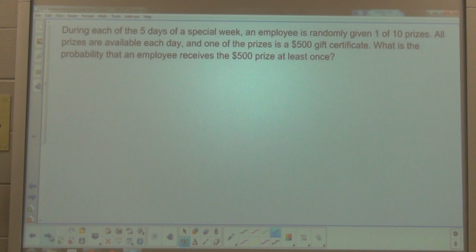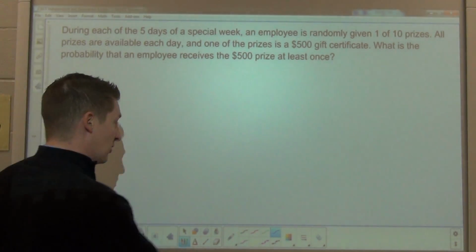Our last example for this first portion is a place where we're going to have independent events at work. So during each of the 5 days of a special week, an employee is randomly given one of 10 prizes. All prizes are available each day, and one of the prizes is a $500 gift certificate. What is the probability that an employee receives the $500 prize at least once?